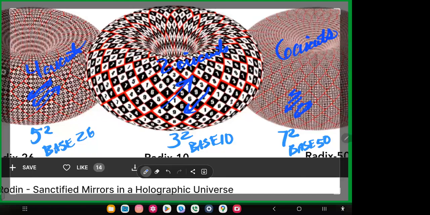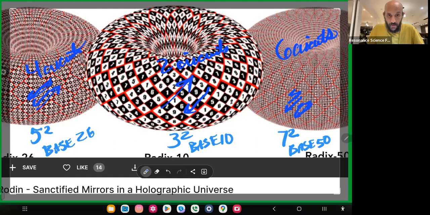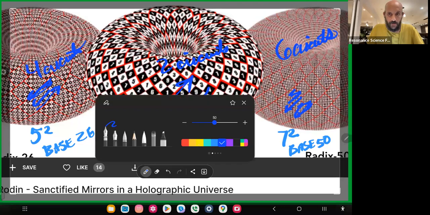Every time you square a prime, you increase 1 pair of circuits. 2, 4, 6.